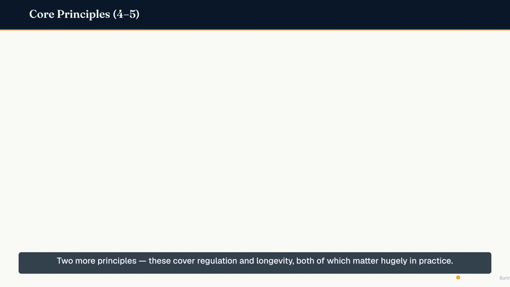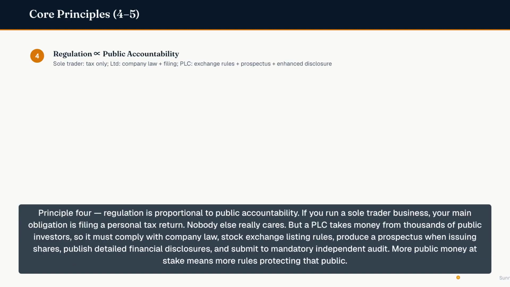2 more principles. These cover regulation and longevity, both of which matter hugely in practice. Principle 4. Regulation is proportional to public accountability. If you run a sole trader business, your main obligation is filing a personal tax return. Nobody else really cares. But a PLC takes money from thousands of public investors, so it must comply with company law, stock exchange listing rules, produce a prospectus when issuing shares, publish detailed financial disclosures, and submit to mandatory independent audit. More public money at stake means more rules protecting that public.